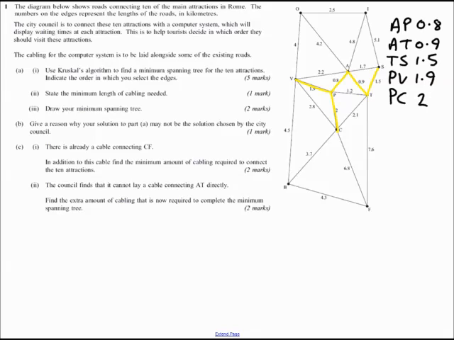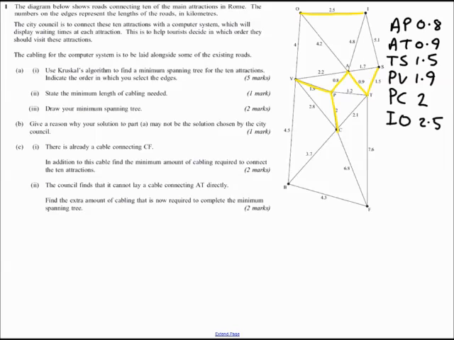Now, next up, I should probably look at A to V. However, that's going to cause a cycle to form, so we're going to ignore that, and instead go to I to O, which is 2.5. Now you'll notice that that's not connected to the existing tree. So what I actually have at the moment is a forest. A collection of trees is called a forest.